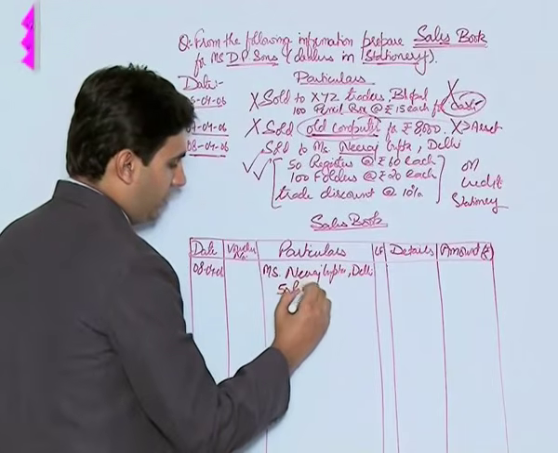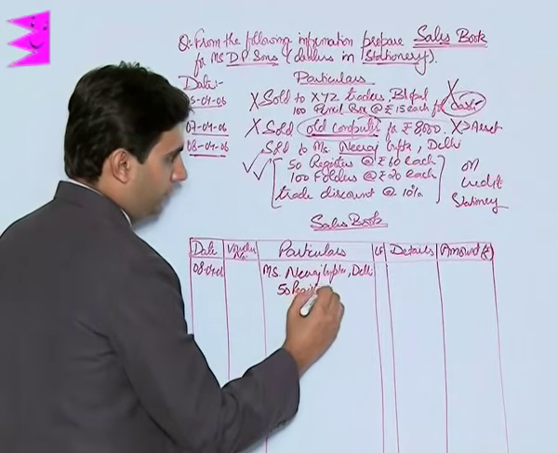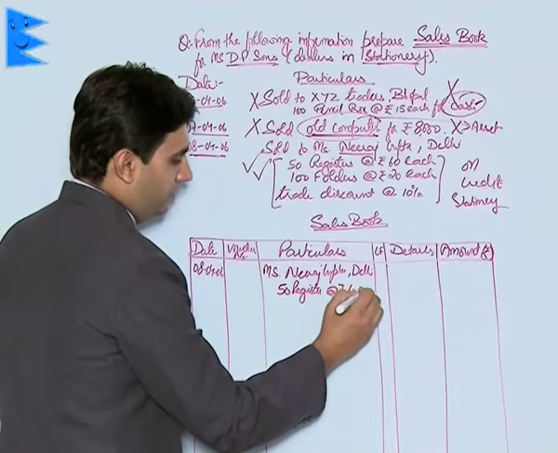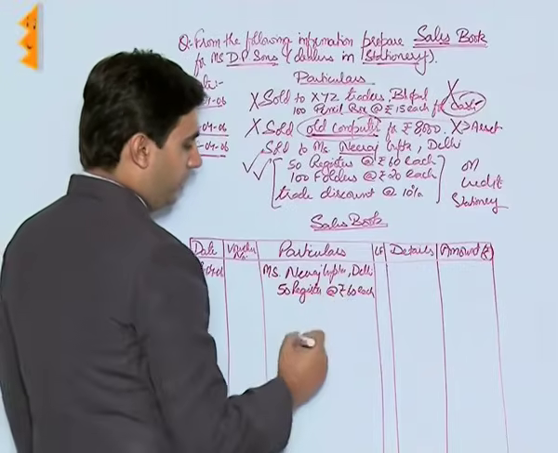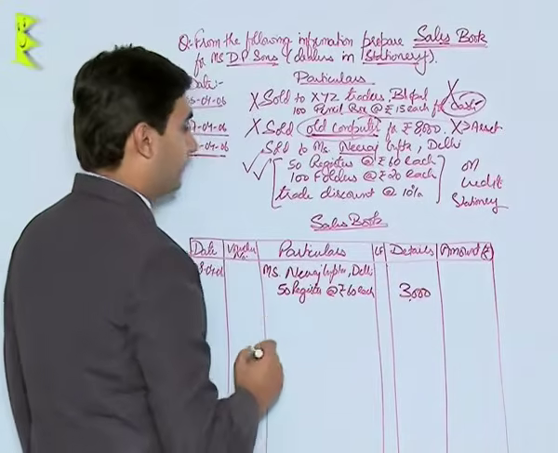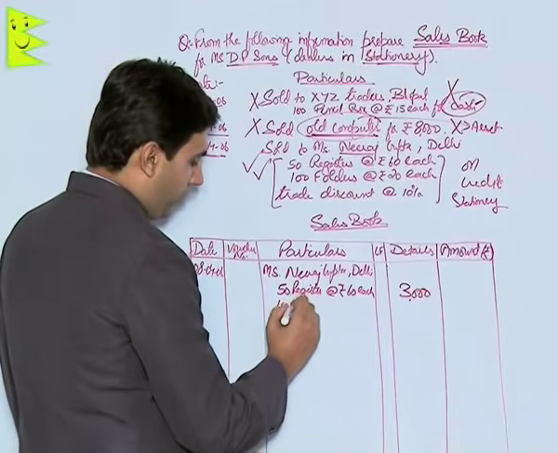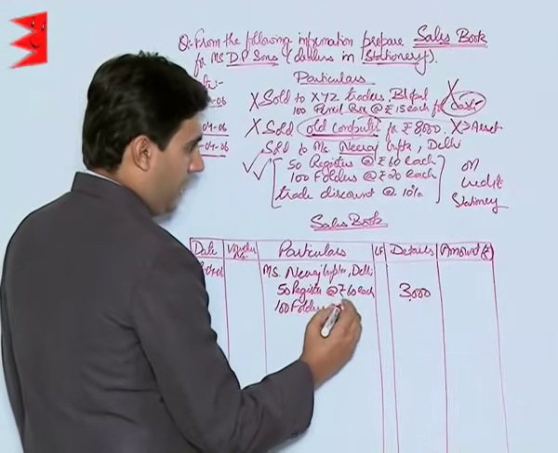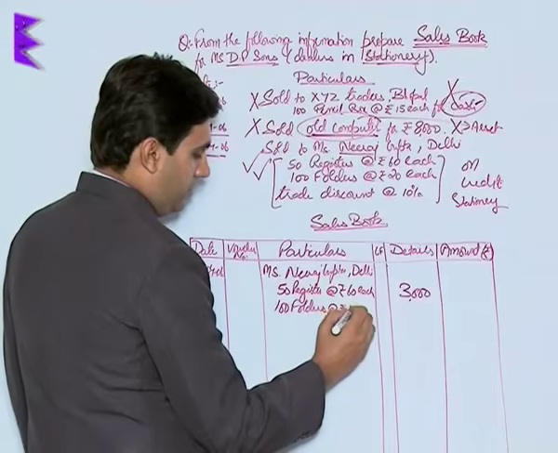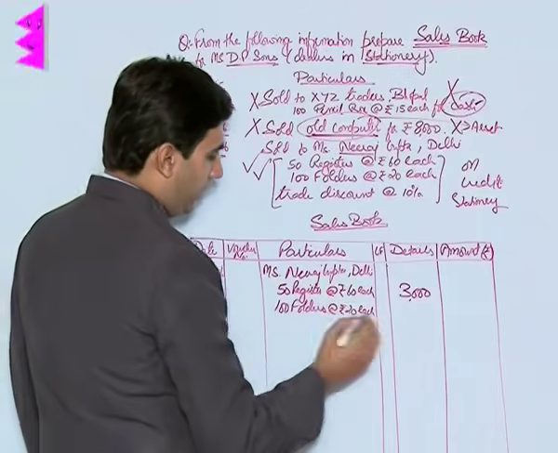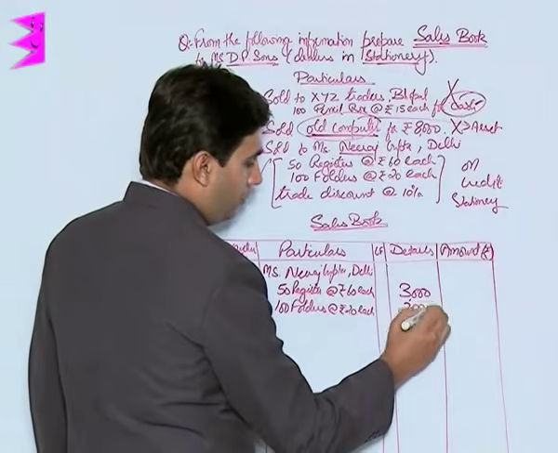50 registers at the rate of rupees 60 each. 50 into 60 is 3000. 100 folders at the rate of rupees 20 each. 100 into 20 is 2000.